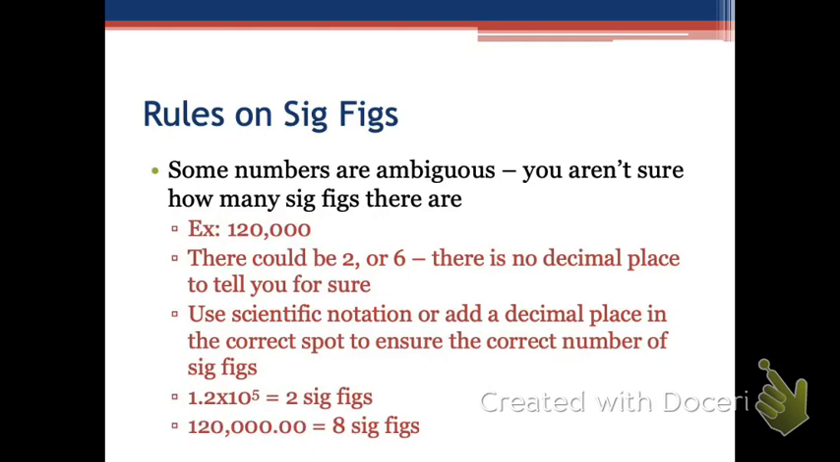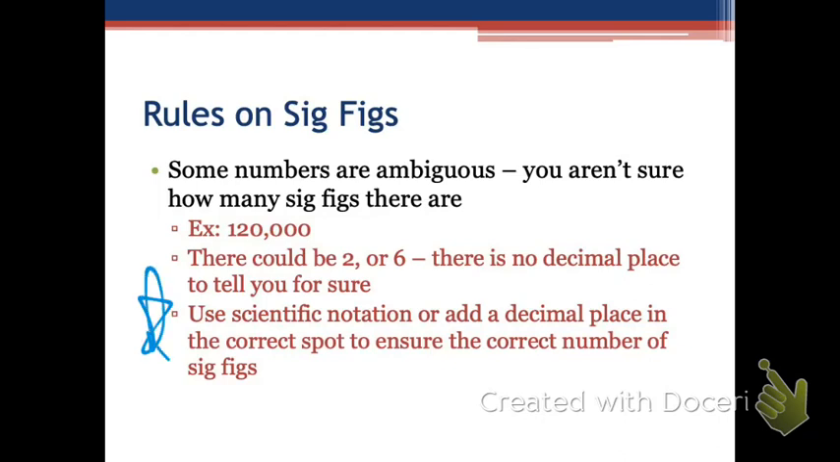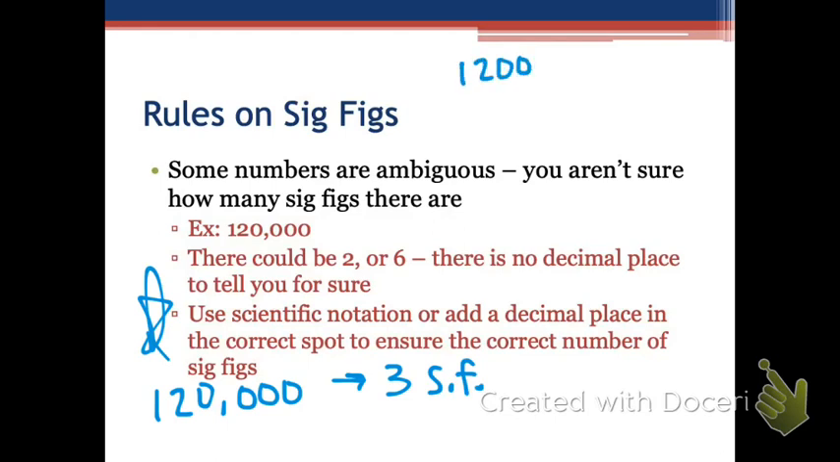The way that we fix ambiguous numbers is we use scientific notation or we add a decimal place. Okay, so let's say that I wanted to express 120,000 in 3 significant figures. I wanted 120,000 into 3 Sig Figs. So can I add a decimal place and a 0 and that be 3 significant figures? So if I do this, 120,000.0, is that 3 Sig Figs?